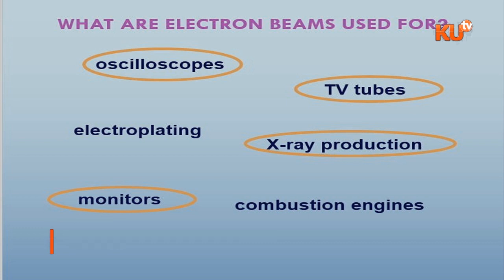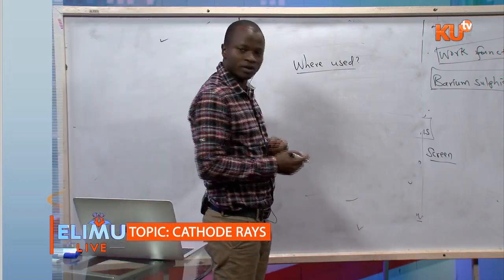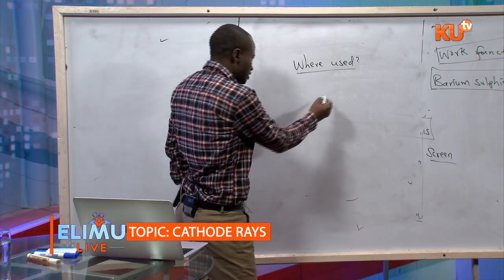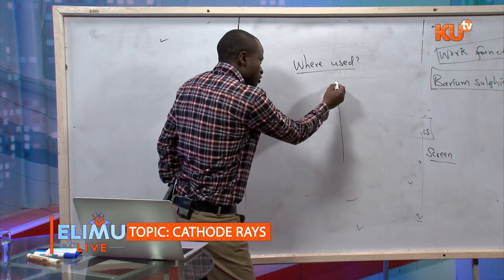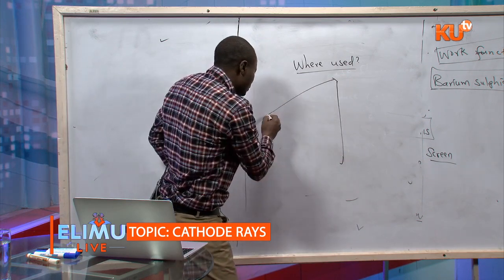Oscilloscopes, television tubes. And when we talk about television tubes, you remember the television tubes which used to look like this. Nowadays we have TFT, but we used to have televisions which look like this. I know some of us at home, look at your television. How does it look? Does it look like this?